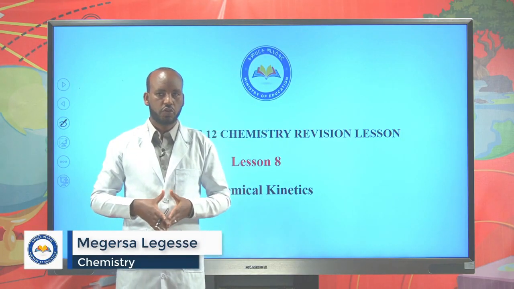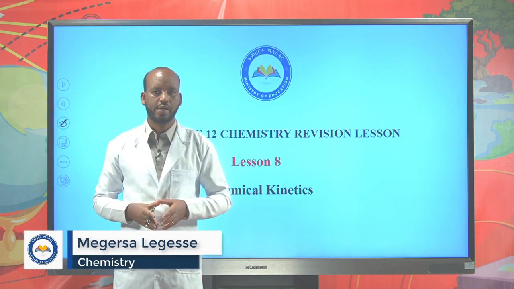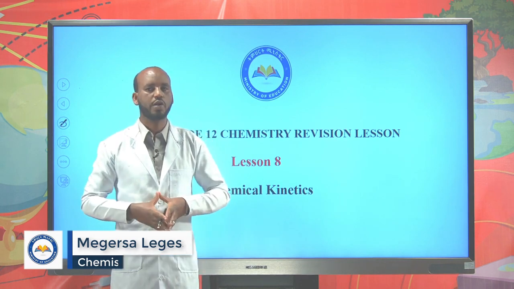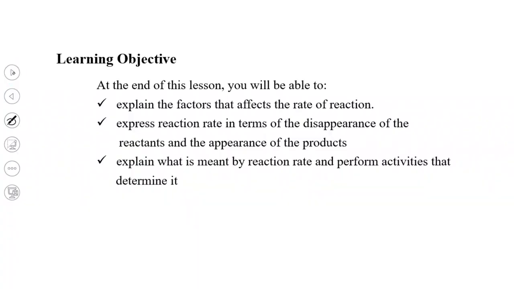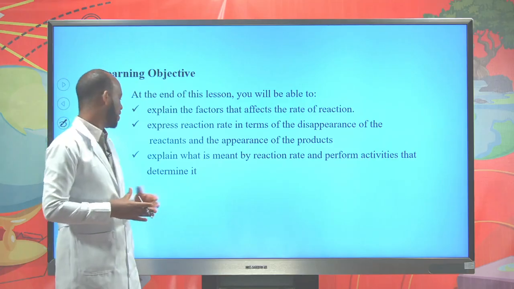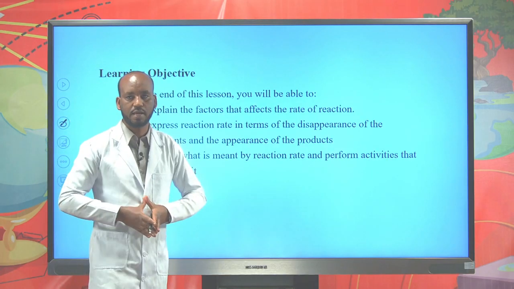Hello students, welcome to grade 12 chemistry revision lesson on chemical kinetics. At the end of this lesson, you will be able to explain the factors that affect the rate of reaction, express reaction rate in terms of the disappearance of the reactants and the appearance of the products, explain what is meant by reaction rates and perform activities that determine it.